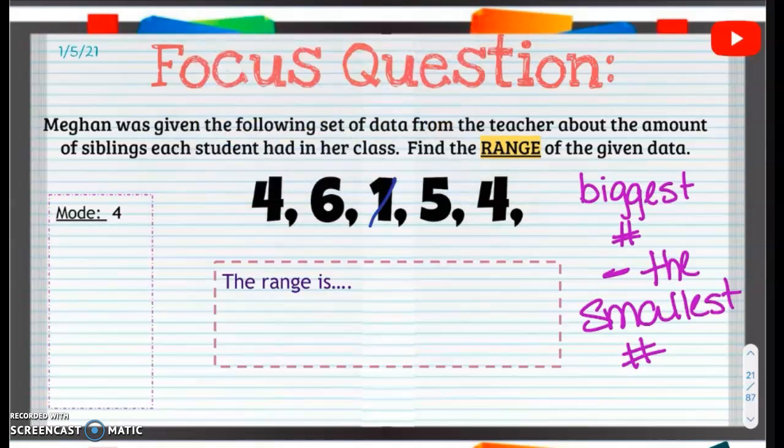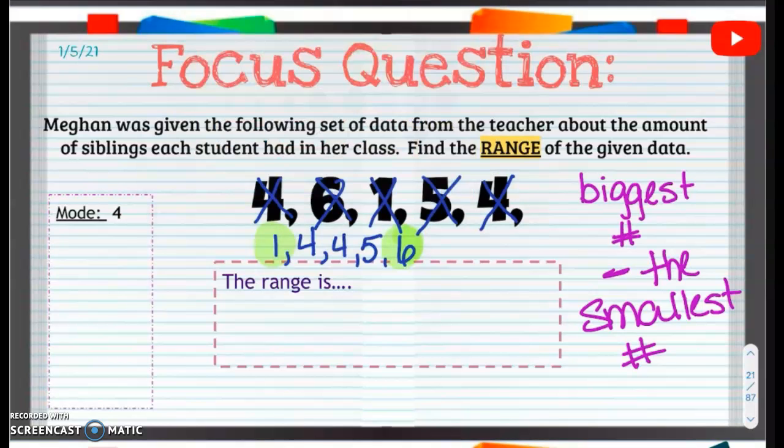So our first number is a 1. And again, I just crossed them out so I know I used them already. No 2, 3, here's a 4. Here's another 4. Here's a 5. And here's a 6. All right, so that biggest number is going to be this 6. And the smallest number is going to be a 1.